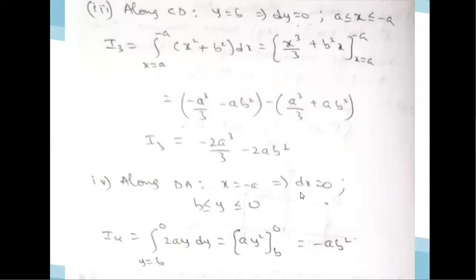Now we shall substitute all the I1, I2, I3, I4 values in the equation. So the integral over the curve C of vector f dot d vector r is equal to I1 plus I2 plus I3 plus I4. After simplification, you can see plus 2a cubed by 3 minus 2a cubed by 3 will get cancelled. So minus ab squared minus 2ab squared becomes minus 3ab squared, minus ab squared becomes minus 4ab squared. This is the value of the LHS. Let us denote it as equation 1.